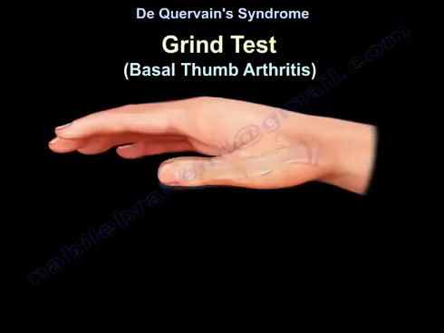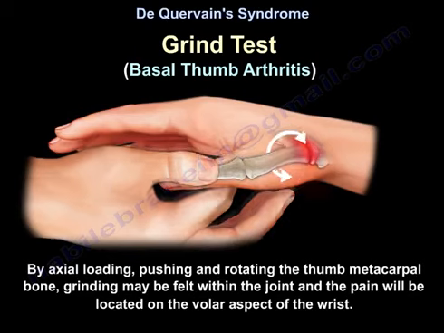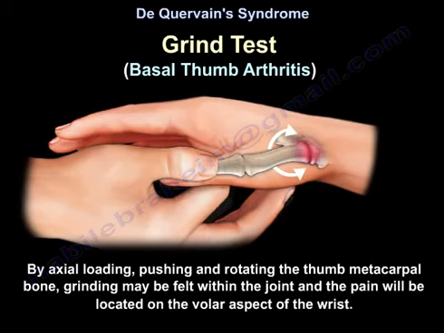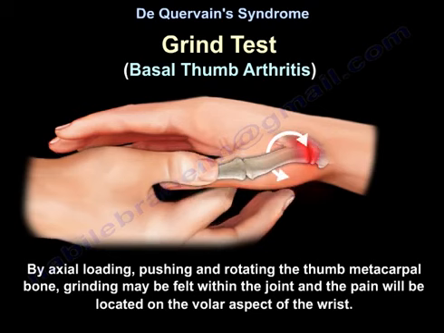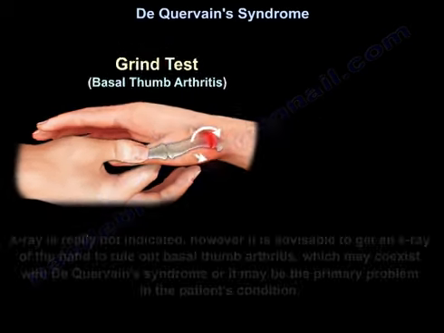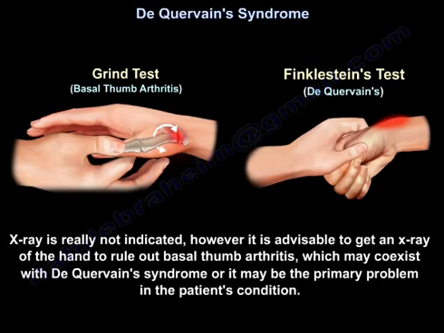How about the grind test for basal thumb arthritis? By axial loading, pushing and rotating the thumb metacarpal bone, grinding may be felt within the joint. Pain will be located on the volar aspect of the wrist. X-ray is really not indicated. However, it is advisable to get an X-ray of the hand to rule out basal thumb arthritis, which may coexist with De Quervain or may be the primary problem in the patient's condition.